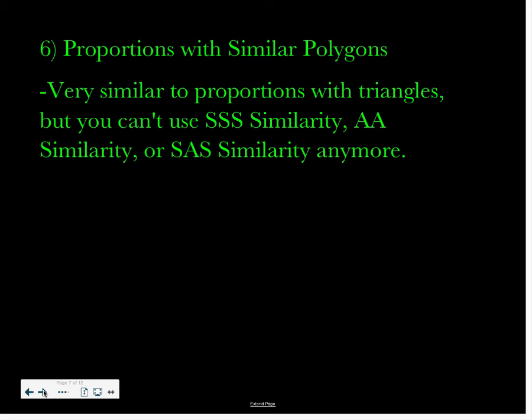Okay? One of the next things you need to know is that proportions with similar polygons are honestly similar to proportions with triangles. I think you guys understand proportions with triangles pretty well. The only difference between triangles versus polygons is that with polygons, you can't use your side-side-side similarity. You have to do side-side-side, and you have to prove the angles. You can't just use angle-angle similarity because some polygons have several angles, and you have to prove that they are all congruent. And you can't use side-angle-side anymore. Remember, these are all specific to triangles, okay?